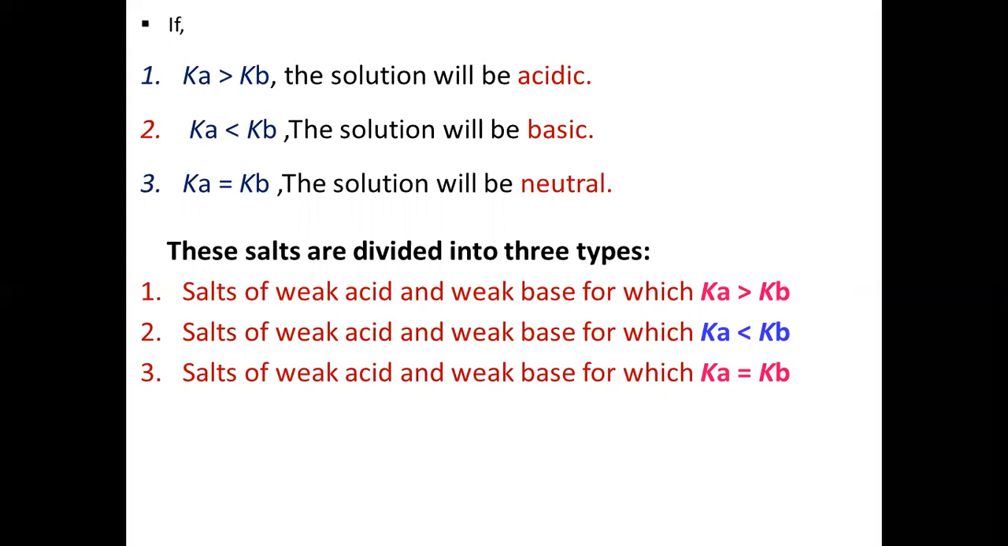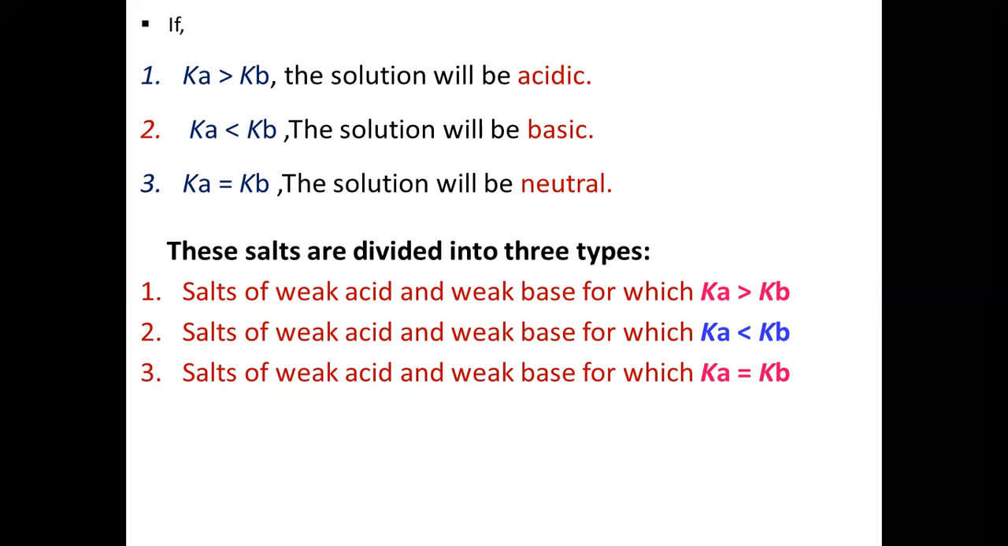And if both dissociation constants, that means the dissociation constant of the acid and the dissociation constant of the base, are equal, then in that case the solution will be neutral in nature. Okay, then how these acidic, basic and neutral solutions form, we'll discuss in this way.